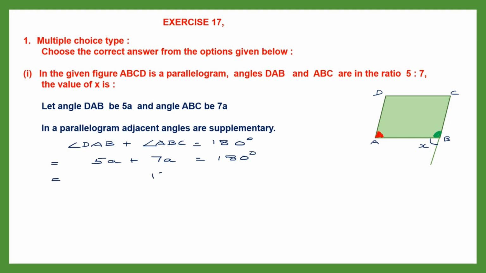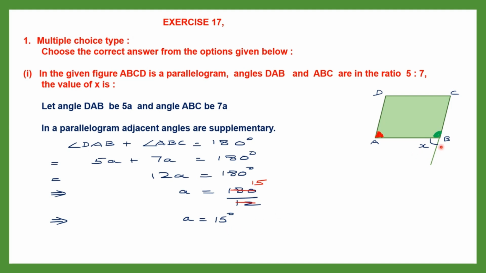5A plus 7A is 12A. 12A is 180 degrees. So now we can find the value of A. A will be 180 divided by 12. Now if we cancel this, 12 ones are 12 and 12 into 15 is 180. That means we have found the value of A. A is 15 degrees.